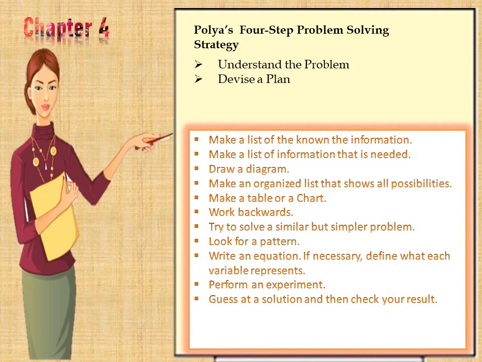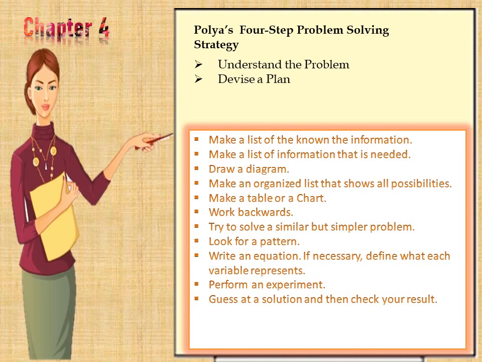So these are some procedures that we're going to do when devising a plan. First, make a list of the known information, or make a list of information that is needed. Draw a diagram. Make an organized list that shows all possibilities. Make a table or a chart. Work backwards. Try to solve a similar but simpler problem.